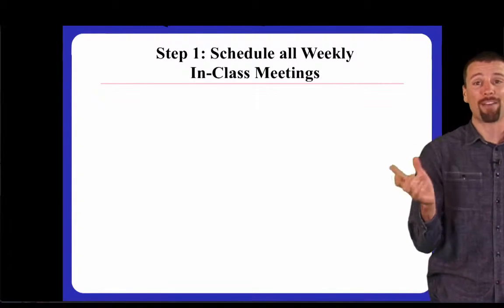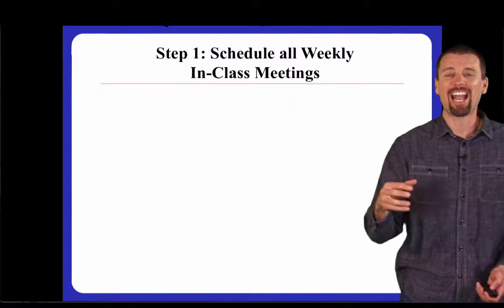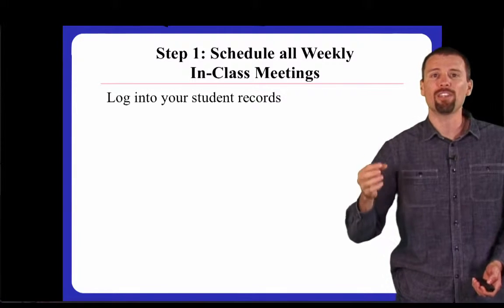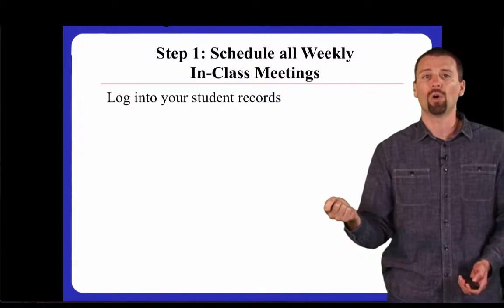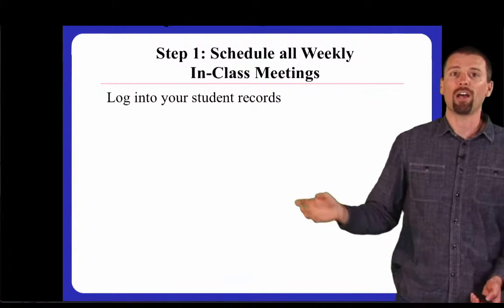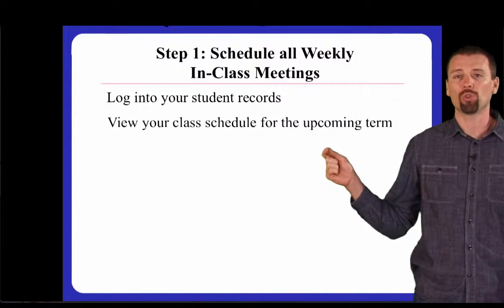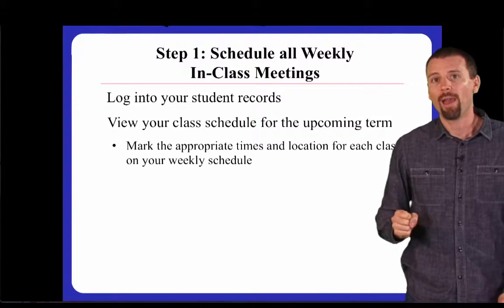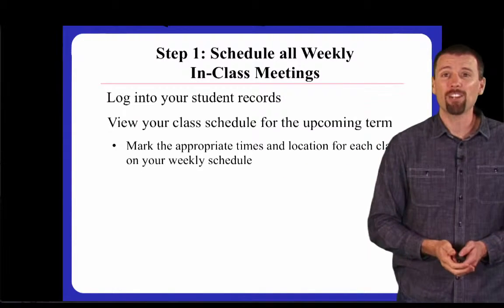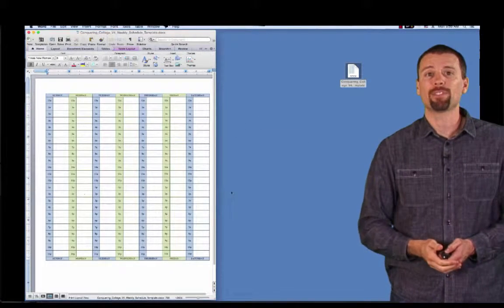Step number one, after we got our blank weekly template, is actually to schedule all weekly in-class meetings, everything that you need to physically be there for in school. To do this, we're going to log into our student records, and we're going to take a look at our class schedule for the upcoming academic term, mark in the appropriate places in our blank weekly schedule the in-class meeting times. So here we go.